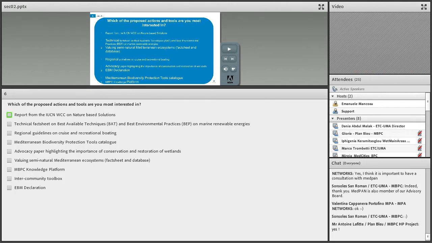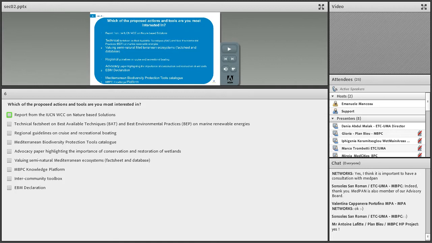Thank you, Dania, for your proposal. We will actually have two slides. We try to go quickly because we are late. So here we want to know, I see that you are voting now, which type of proposed action on tools are you the most interested in?